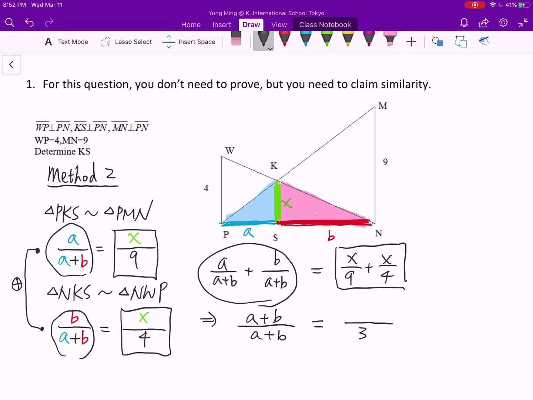This is equal to, if you use common denominator 36, 4X plus 9X. That gives us 1 equals 13X over 36, and the answer is X equals 36 over 13. We arrive at exactly the same answer. I quite like this method because we didn't really need to do any conversion of A and B. We just solved for X all of a sudden.